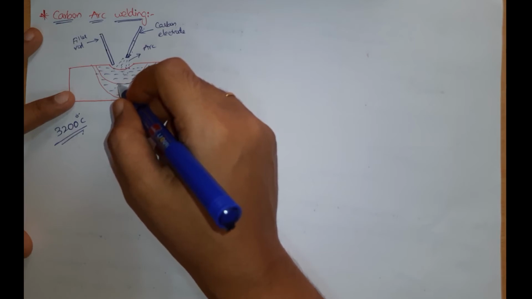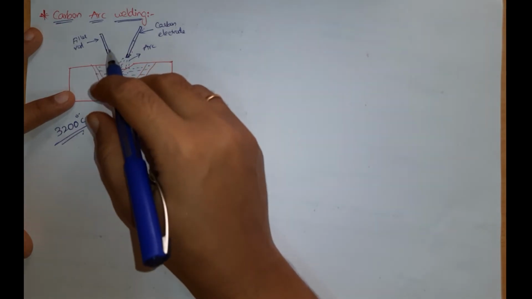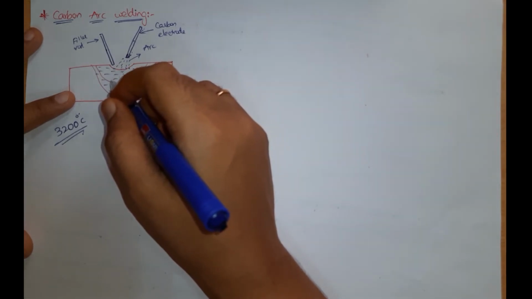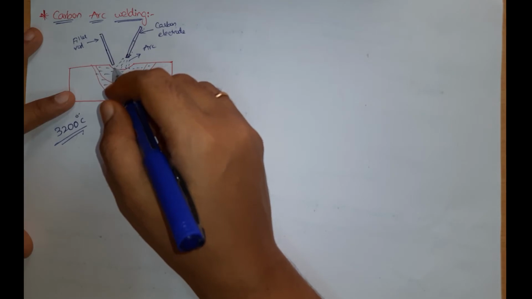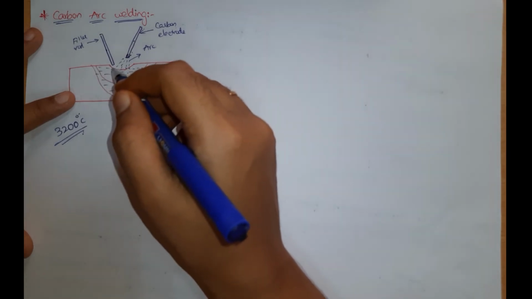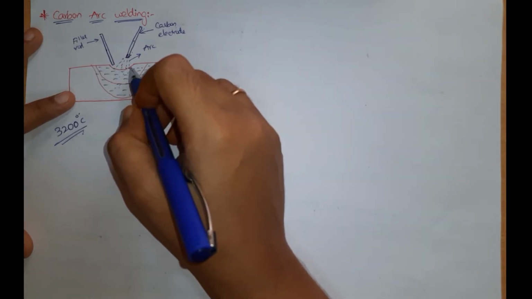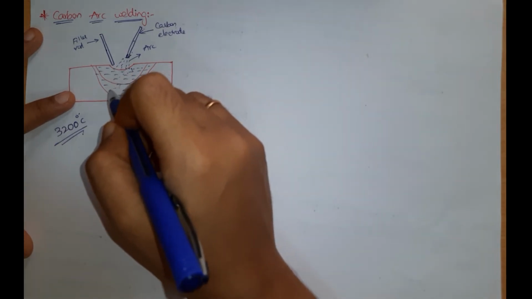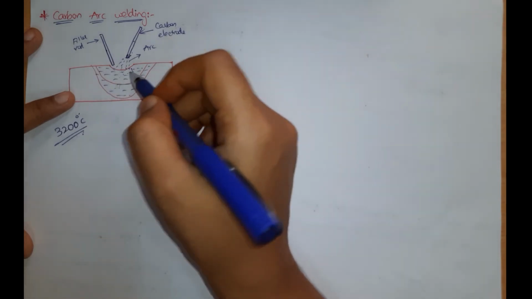So that means the welding is done. In this case the filler rod may be used or may not be used. There is no rule that filler must be used. The filler metal and the flux may or may not be used depending upon the type of joint you need. Also it depends upon which material is to be welded, right? This is about carbon arc welding.